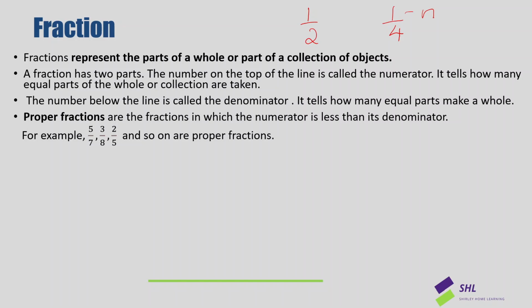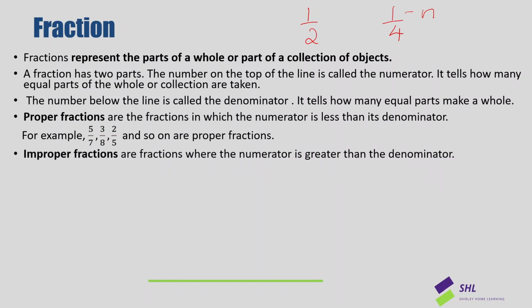So what is an improper fraction? Improper fractions are fractions where the numerator is greater than the denominator. So let's look at some of the examples. You could have 7/2, 3/2, or 11/4. So these are various examples of improper fractions where you can see that the numerator is more than the denominator.